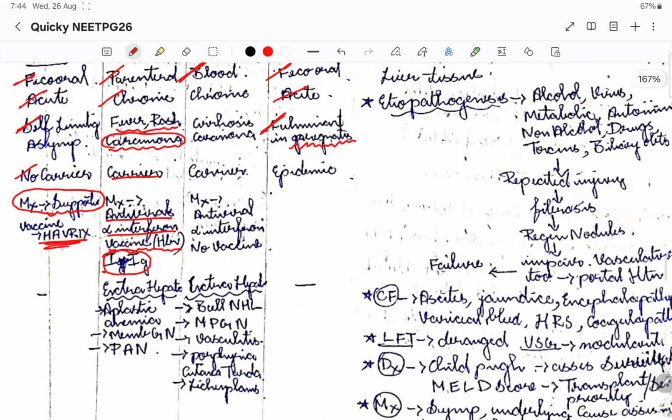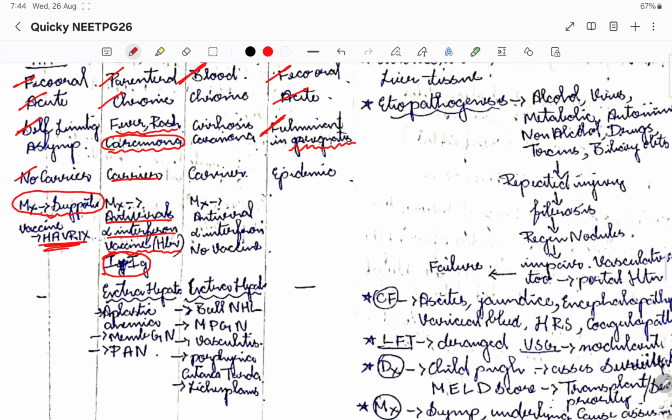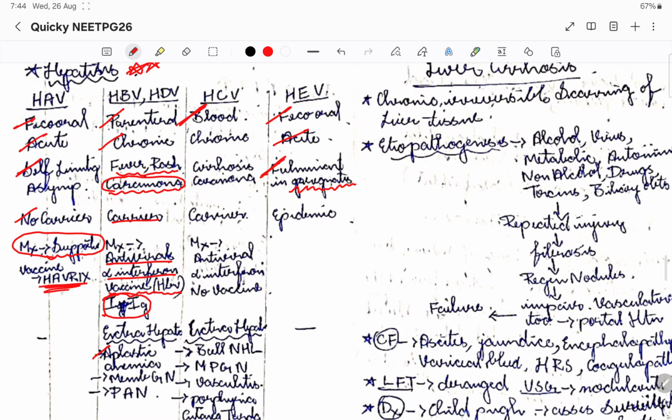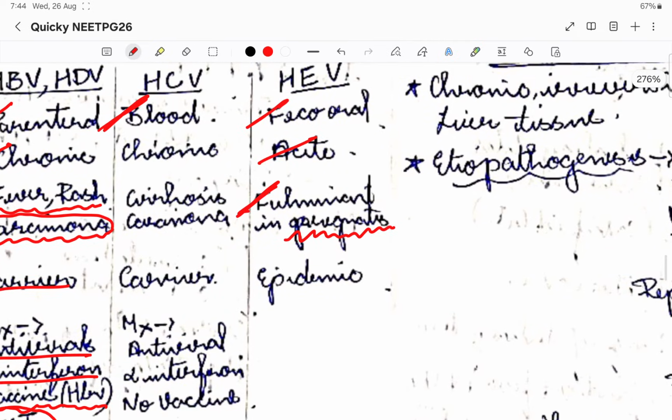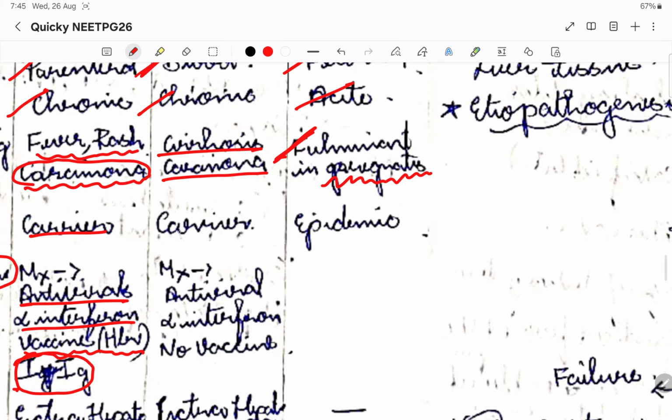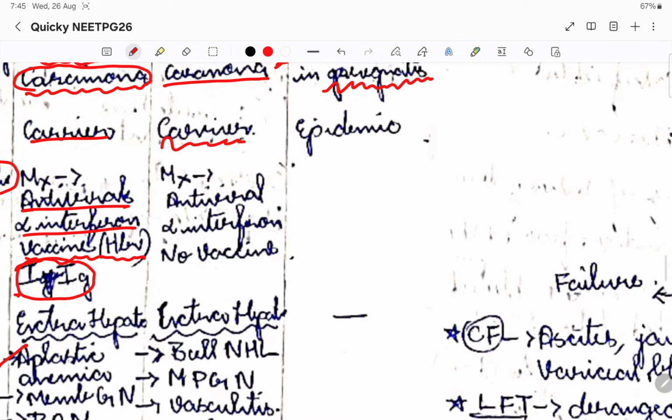Then coming to extrahepatic symptoms, there will be aplastic anemia. We will come back to extrahepatic features when I discuss hepatitis C. Here in hepatitis C, the features will be very bad. It is a very bad prognosis also. Cirrhosis will be there and carcinoma will be there. In hepatitis C also there are carriers. How do we manage? Antivirals, alpha interferons. There has been no vaccine developed for hepatitis C.